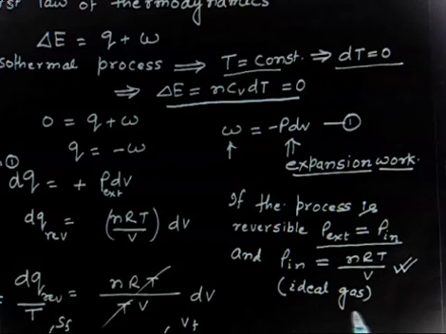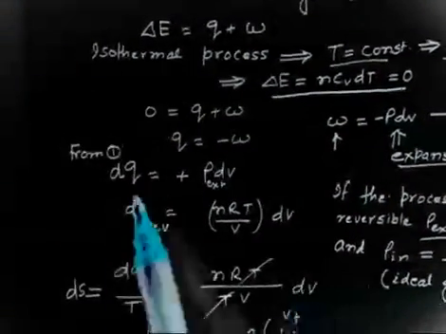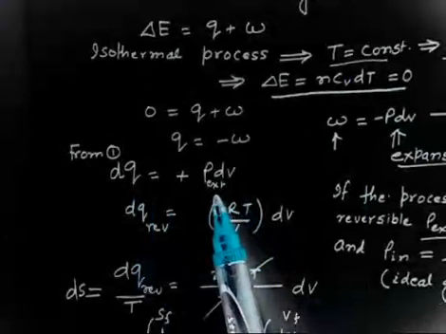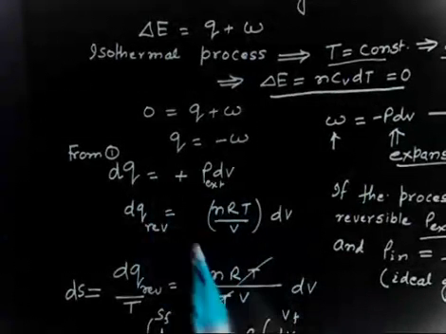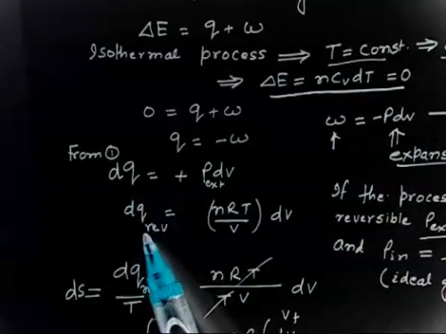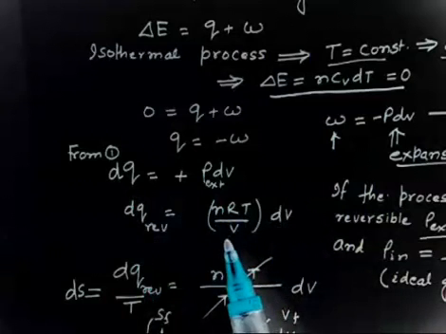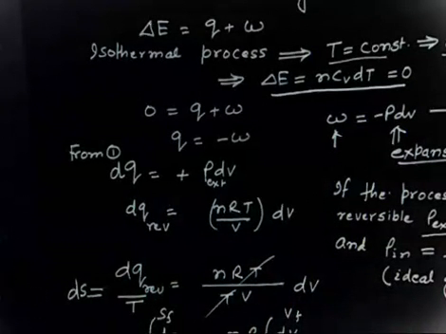In that case, P internal can be given as nRT by V. Now if I plug this value in, dq is equal to P external into dV. P external is the same as P internal because the process is reversible, and P internal is nRT by V. So dq reversible is equal to nRT by V into dV. Up to this point, anybody having any confusion?